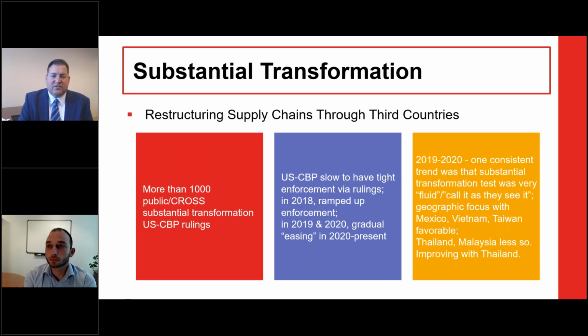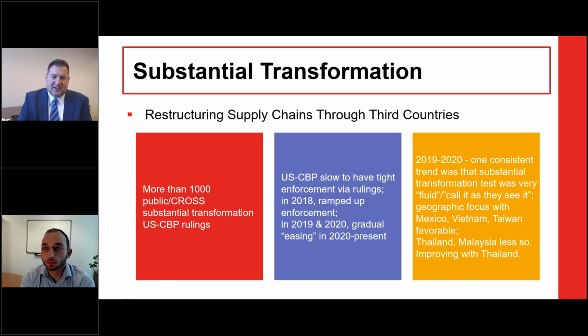And just as some trend lines that we've seen, in 2018, U.S. CBP was a little bit slow, but then as we saw the China tariffs in particular come into place in 19 and 20, we saw CBP take a very aggressive approach, that if it had anything to do with China or other countries around the world, Malaysia being one of those, it was going to be very difficult to make a finding that, yes, there was substantial transformation in the United States or in a third country, so that the tariffs would in fact apply. In the COVID and post-COVID world, we've seen a general easing.